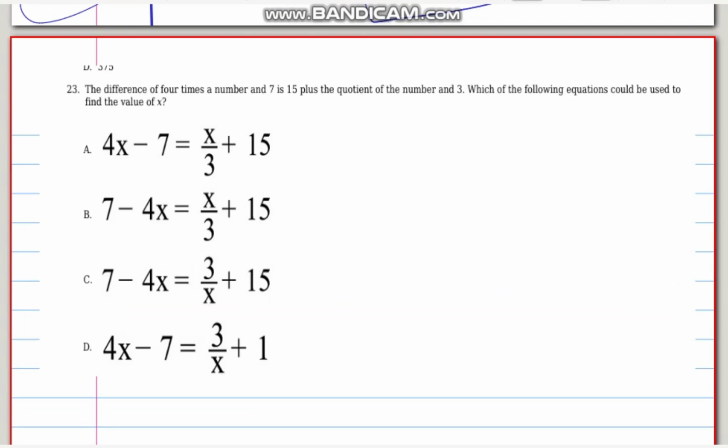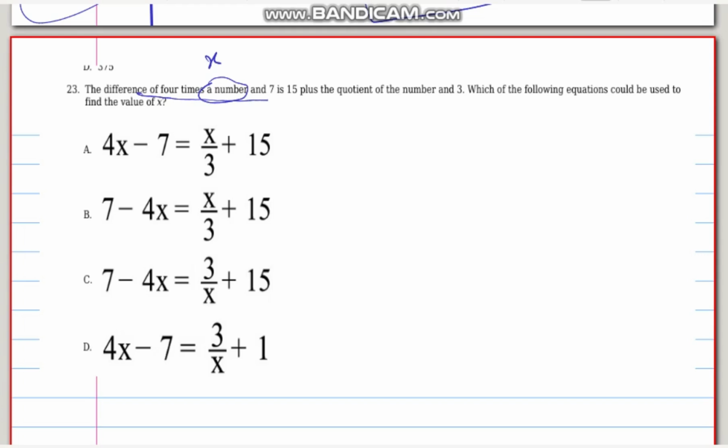Basically, please read the statement first. Read the question first, read the statement. The difference of four times a number and seven. But here is the very important thing: a number, but we don't know this number. Let this number be x. We will suppose the number is x.